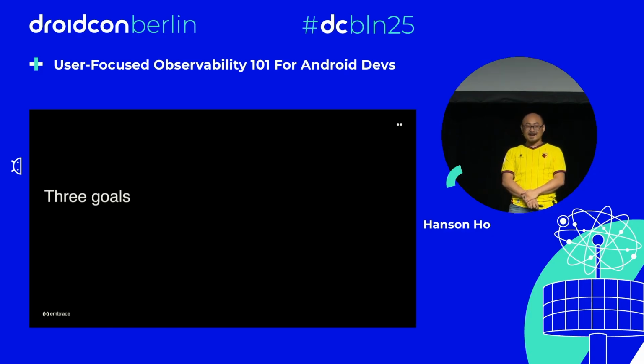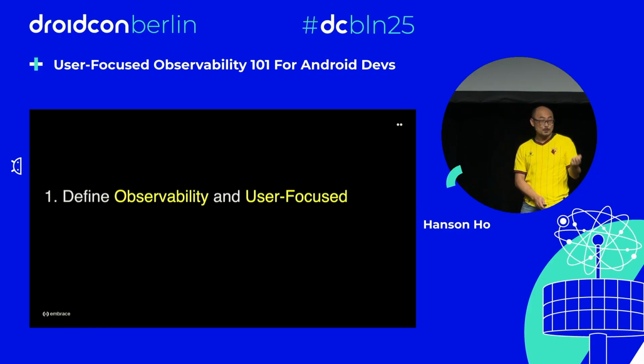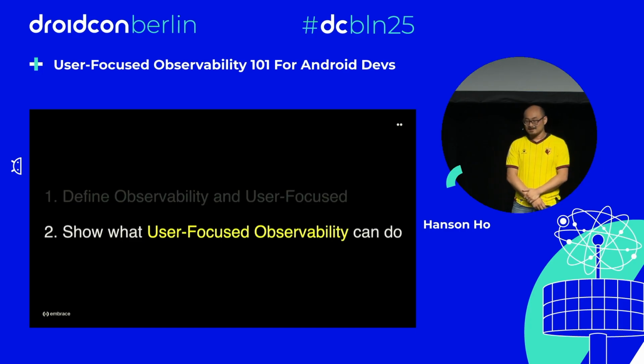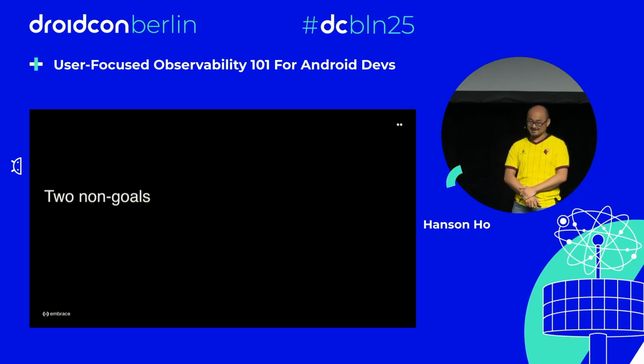Instead, I'm going to focus on these three things. First, I want to define observability and user-focused, and make sure you know that these are not buzzwords, that these have concrete meaning. I also want to show you what you can do with user-focused observability, not just monitoring and not just debugging. And very quickly, I'm going to talk about OpenTelemetry. For those of you who know about it, good. For those of you who don't, no worries.